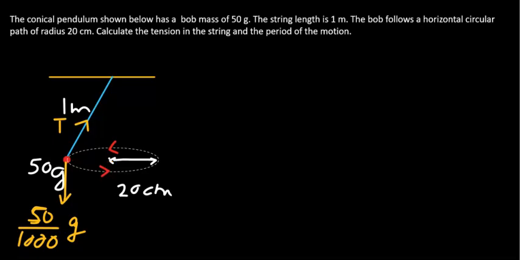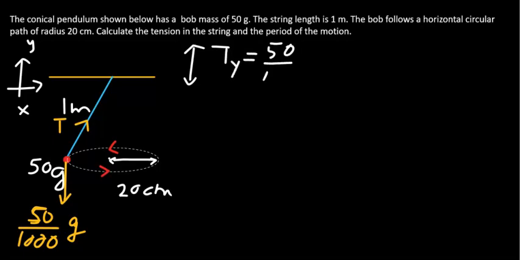As we saw before in the first problem, in the vertical direction there are two forces. One is the weight and the other one is the y component of that tension, y being the vertical direction, x being the horizontal direction. So Ty equals 50 over 1,000 g.